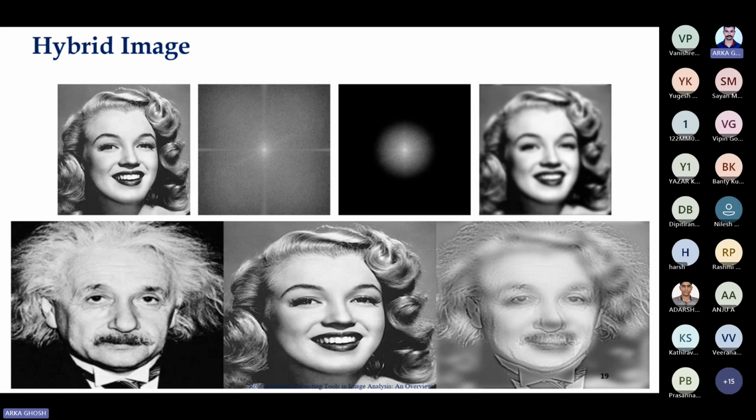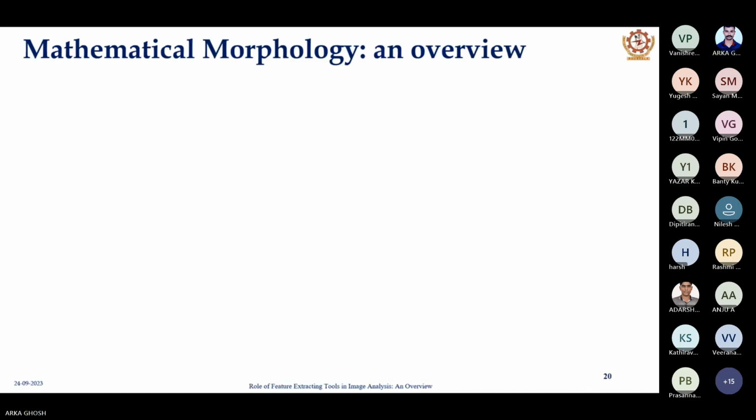In the other way, we can say if there is such an image which has multiple frequency components, and if we can extract those frequency components and reconstruct that, then we can extract different information from that image. Right. Now let us come to a very specific tool that is called mathematical morphology.